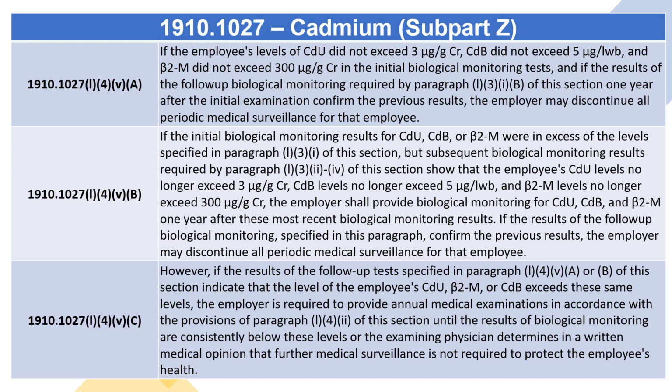1910.1027 L4(5)(c) However, if the results of the follow-up tests specified in paragraph L4(5)(a) or (b) of this section indicate that the level of the employee's CDU, beta-2M, or CDB exceeds these same levels, the employer is required to provide annual medical examinations in accordance with the provisions of paragraph L4(2) of this section until the results of biological monitoring are consistently below these levels or the examining physician determines in a written medical opinion that further medical surveillance is not required to protect the employee's health.